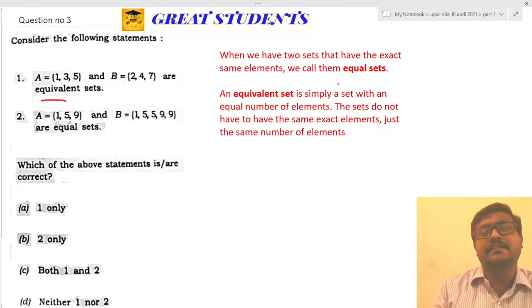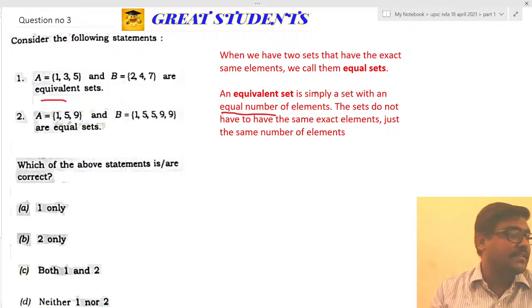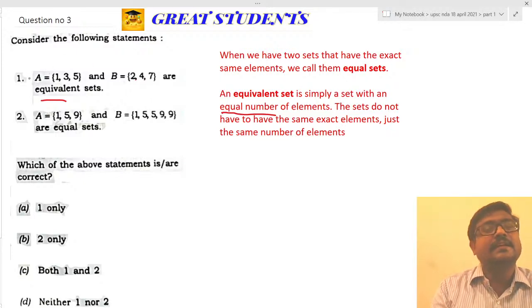What do you mean by equivalent set? An equivalent set is simply a set with an equal number of elements. If there is an equal number of elements, the sets do not have to have the same exact elements. Not necessarily should the elements be the same, but if the number of elements is equal, that is an equivalent set. Here, 3 elements are there, here also 3 elements, but the elements are different. So the definition is the same, equivalent set. So the first statement is true based on our definition.